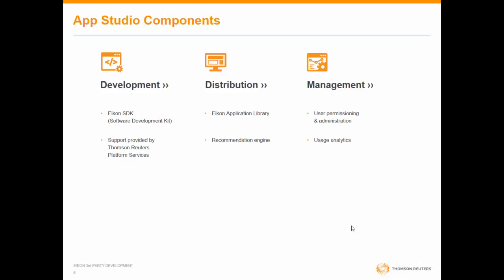A distribution mechanism, because Eikon has an Eikon app library, and within that app library is the App Store, and that's where users can browse, trial and buy the apps that our partners put into the library. And of course, in terms of management, the partners get access to an Eikon admin app, which enables them to administer trials and so on and so forth.